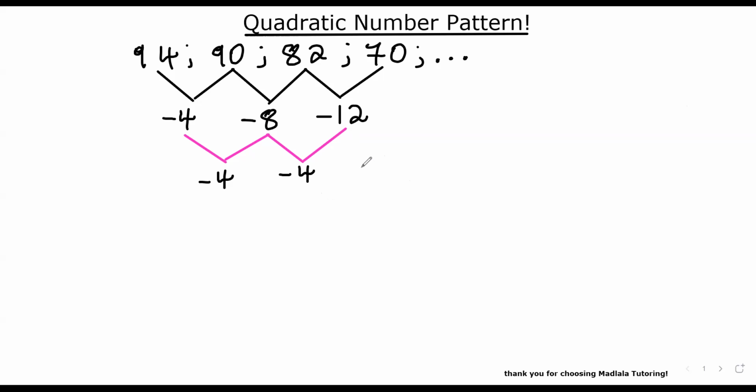It's easy. I want you to realize that if you take the first term and add it to the first difference, it's going to give you the second term, because 94 plus negative 4 is 90. Do you see that? Similarly, if you take your 90 and add it to negative 8, you simply get 82.